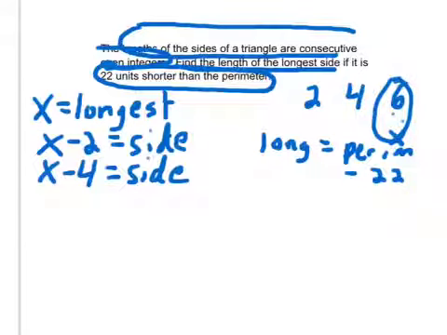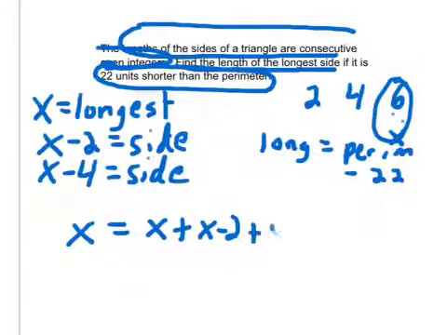Well, my longest side, we said, is equal to x. That's got to equal the perimeter. Well, think about how I find perimeter. The perimeter has to be this side plus this side plus this side. So I've got the first side, which is x, plus the second side, which is x minus 2, plus the third side, which is x minus 4. But this said, the longest side is equal to the perimeter minus 22. Well, here's my perimeter. Now I got to take away 22. And that looks like a fun equation, does it not?